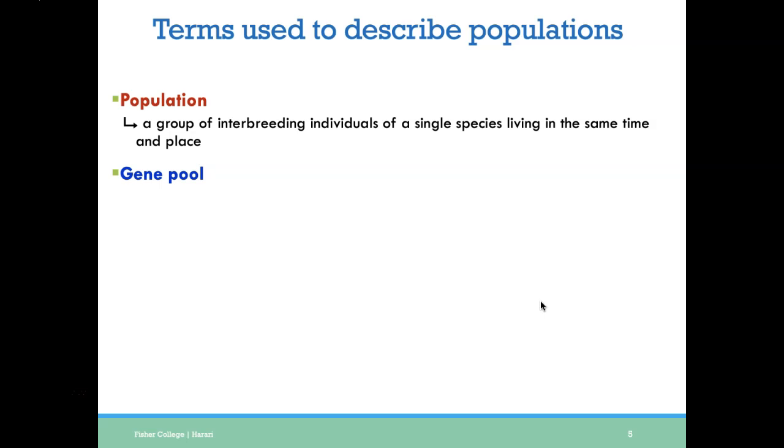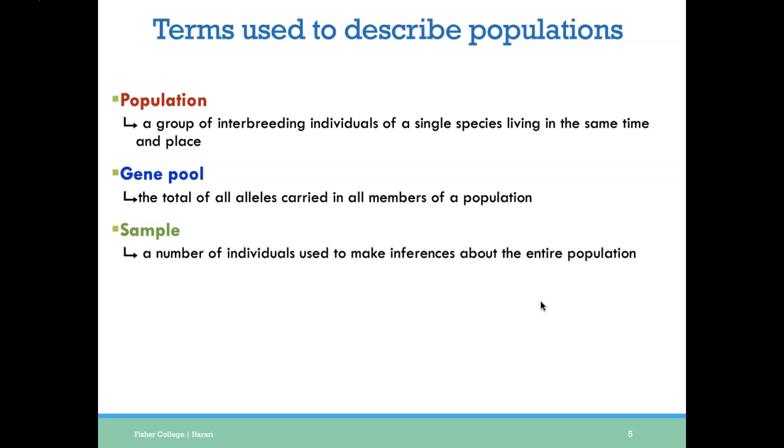You can't say we have a population of humans from 1800 to 1850, because you have to talk about a specific time and place. You can't just say, oh, a 50-year range, 200 years ago. And the gene pool is the total of all the alleles carried in all members of a population. So within this group of interbreeding individuals of the same species, if you were to look at all of their alleles together, that's called the gene pool. The pool of genes.